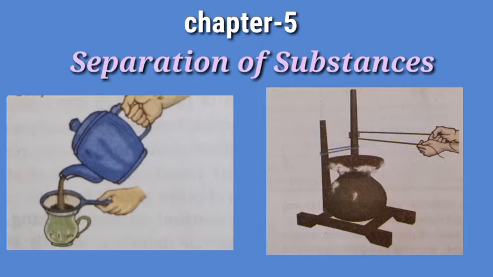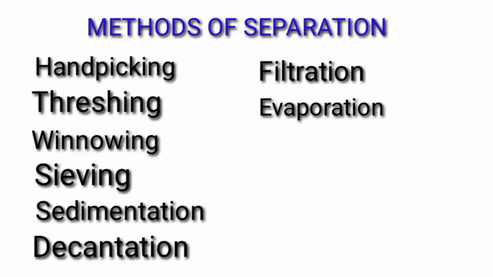Okay, so here I have given one example, separating the tea leaves with a strainer. You know that we are separating the tea leaves from the tea. So this process is called the separation of substances. There are so many methods to separate the substances from the mixture. So let's see the methods of separation.